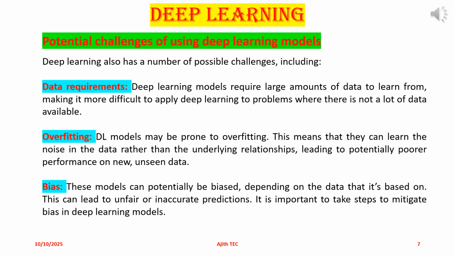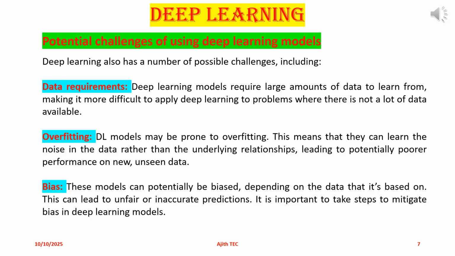Potential challenges of using deep learning models. Deep learning also has a number of possible challenges, including data requirements. Deep learning models require large amounts of data to learn from, making it more difficult to apply deep learning to problems where there is not a lot of data available. Overfitting. DL models may be prone to overfitting. This means that they can learn the noise in the data rather than the underlying relationships, leading to potentially poorer performance on new, unseen data.